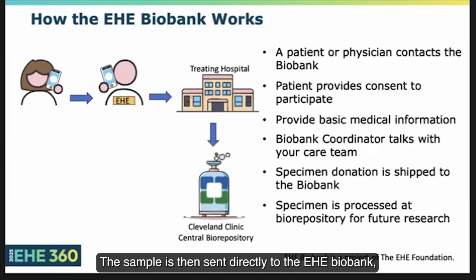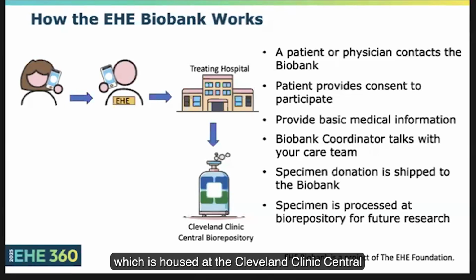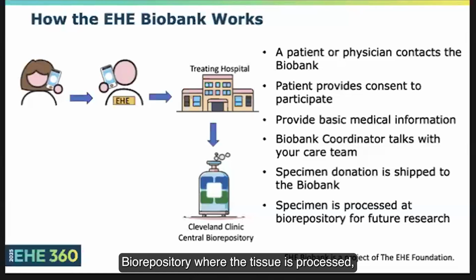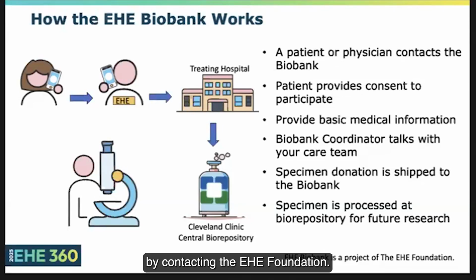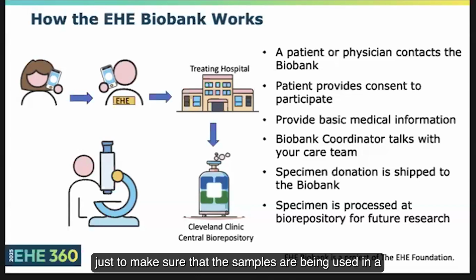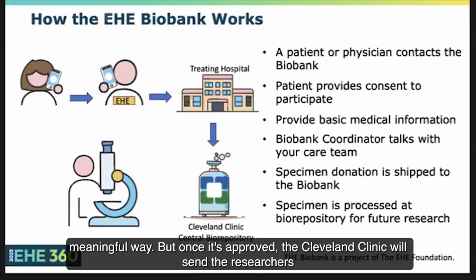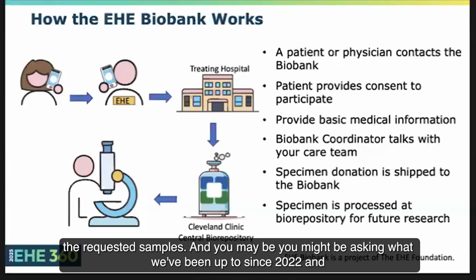The sample is then sent directly to the EHE Biobank, which is housed at the Cleveland Clinic Central Biorepository, where the tissue is processed, analyzed for quality by Dr. Rubin, and stored. Researchers can then request access to the samples by contacting the EHE Foundation. And because these samples are so rare, the research projects are reviewed before specimens are distributed, just to make sure that the samples are being used in a meaningful way. But once it's approved, the Cleveland Clinic will send the researchers the requested samples.